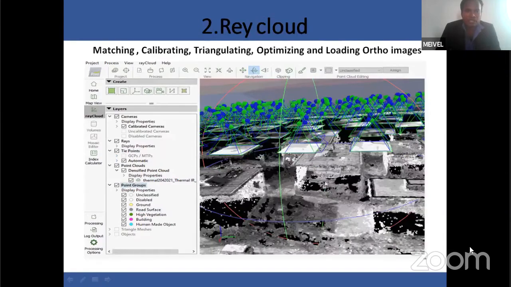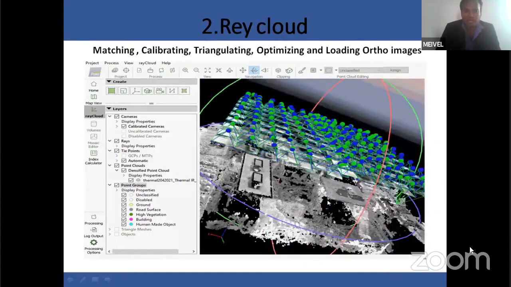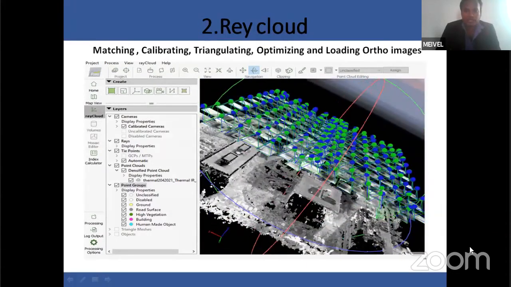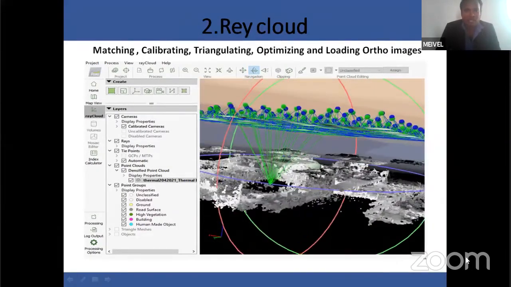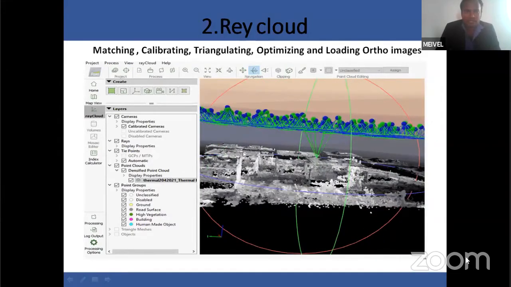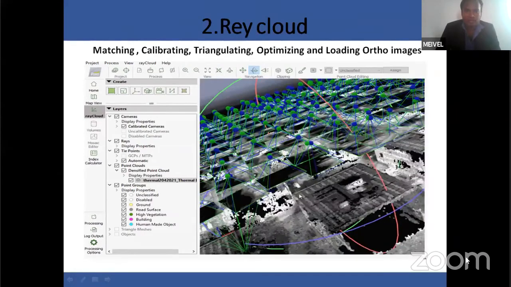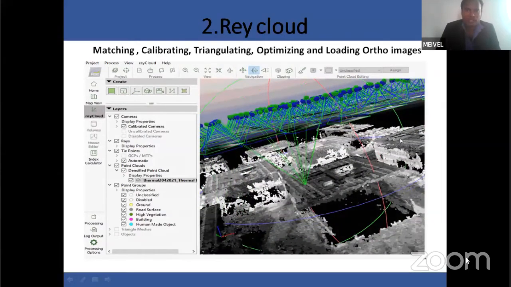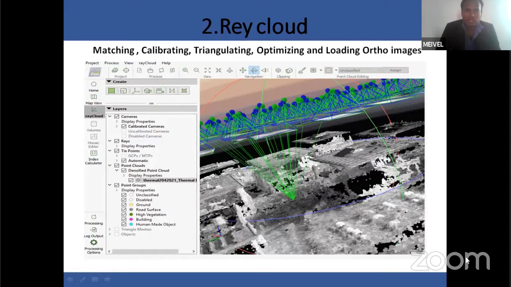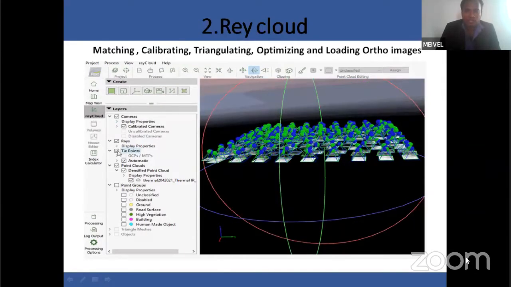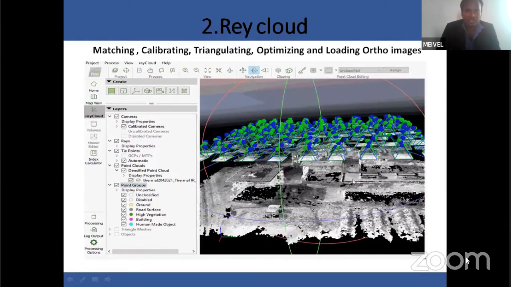Next I connect it to the point cloud option. The point cloud covers the ground, road surface, high vegetation, buildings, and any object detection is possible. This is a 3D view. Images are collected and matched automatically. The process includes matching images, calibrating, triangulating, optimizing, and loading the orthoimages. In the 3D images, each point's data is stored in nodes, and the nodes are connected to the mesh, so we can cover the index value.